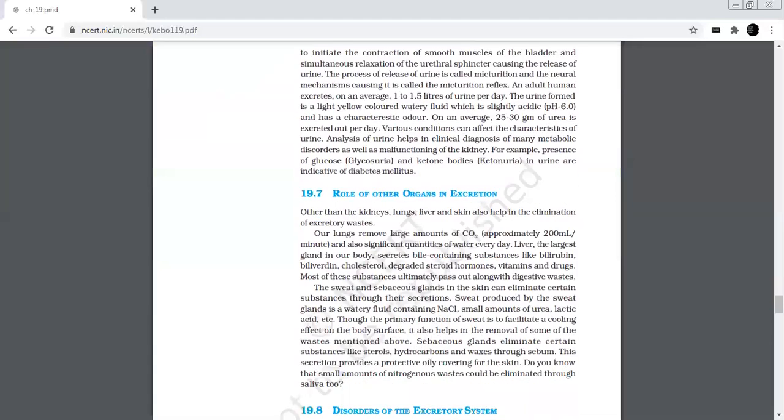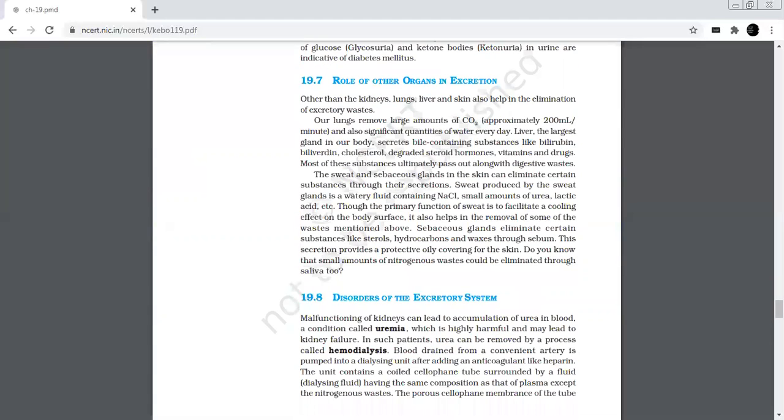Let us see what is the role of other organs. Other organs such as the lungs, liver, skin, intestine and salivary glands also excrete. For example, saliva excretes heavy metals and drugs. In the intestine, epithelial cells of the colon secrete excess salts of calcium, magnesium and iron. In the skin, the sweat glands and sebaceous glands can eliminate certain substances through their secretions.